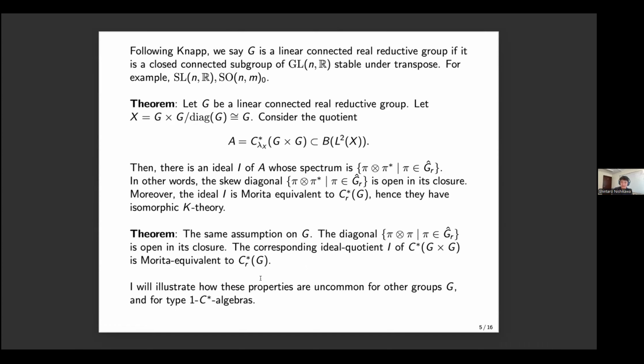But what I want to tell you is that this property is quite uncommon. If you're relaxed, you can think just 10 minutes or so and find many counterexamples for the similar statement for any type 1 C star algebra. But I will give you some anyway in the next 2 slides. This is uncommon for other groups G and for type 1 C star algebras. So as I said, this exemplifies that real reductive groups, connected linear reductive groups, are so special, right? They have a very special feature.